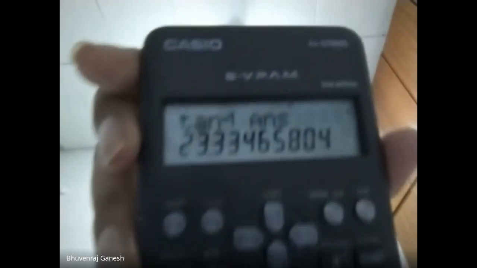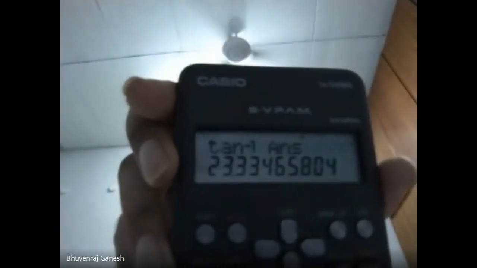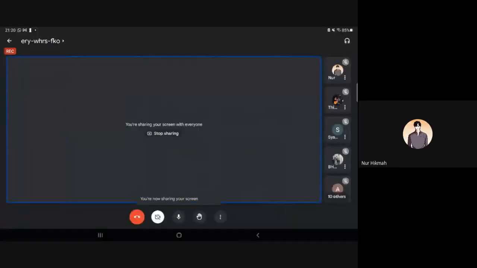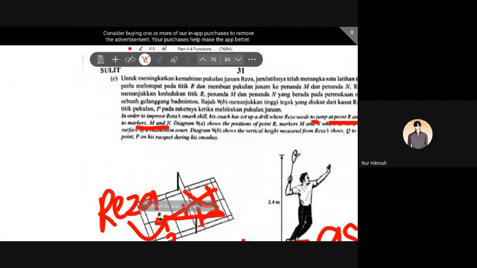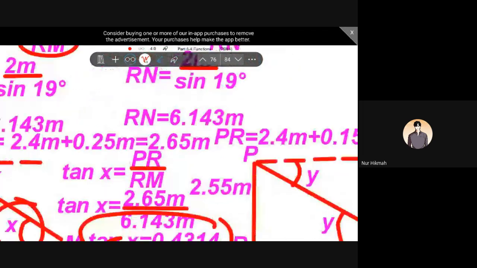23.33. Okay? So, boleh faham sekarang, Hana? Boleh dapat jawapan dah. Macam tu. Sin dan cos juga sama. Sama kaedah. Shift sin, shift cos. Macam tu. Okay? Sin, cos, tan semua butang ada kat sini. Okay? So, macam tu lah kamu dapat jawapan. So, kita kembali kat soalan. Okay, yang ni kan. So, sekarang kamu dah cari yang ni.